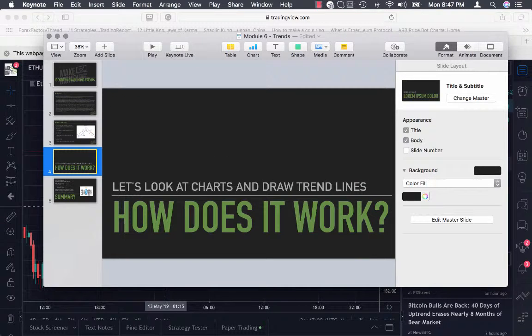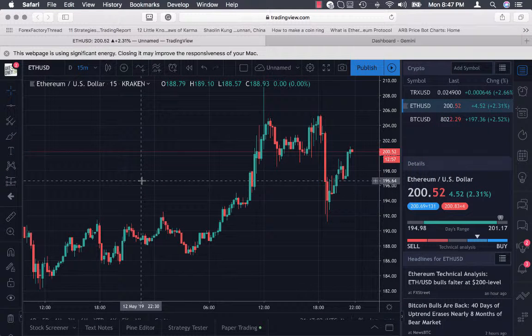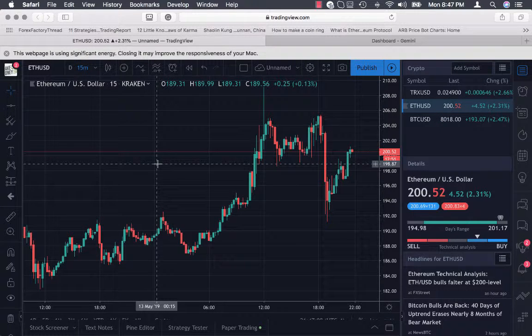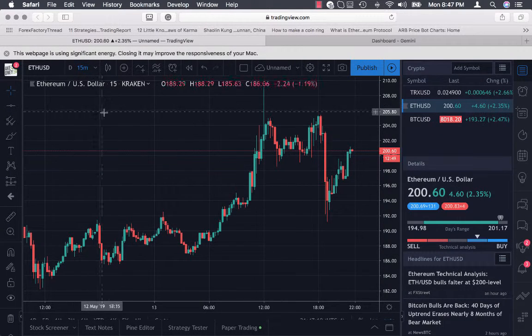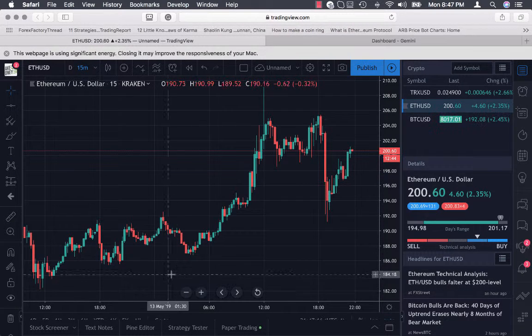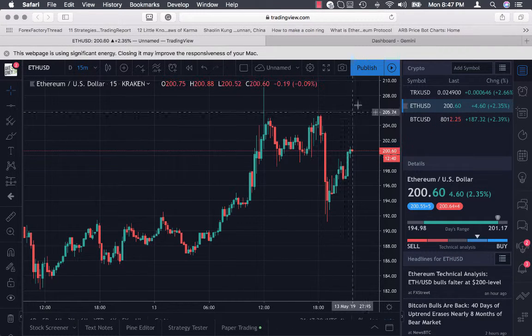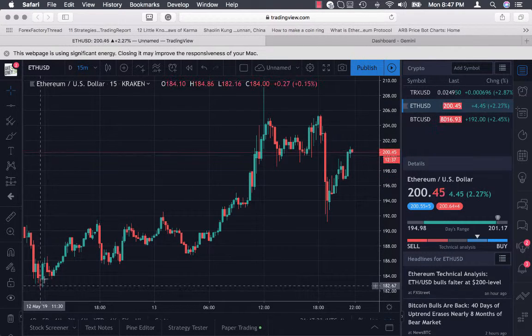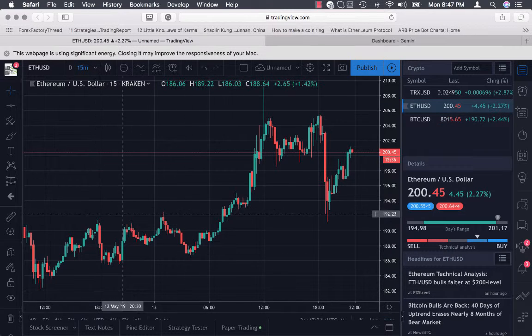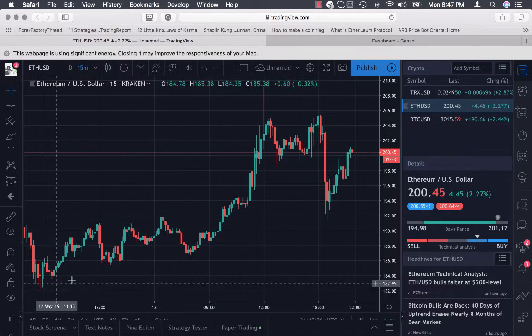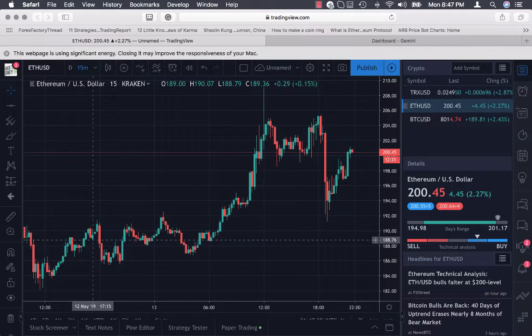So let's go out of here, and we will pop over and have a look at an Ethereum chart. This is cryptocurrency. I'm using TradingView, and we're looking at Ethereum versus the US dollar on a 15-minute time frame. Now we can see that we've been in an upward trend. There's a pullback here, but ultimately, for what's shown on the chart for this time period, we've been in an upward trend. Now, how do we draw that?